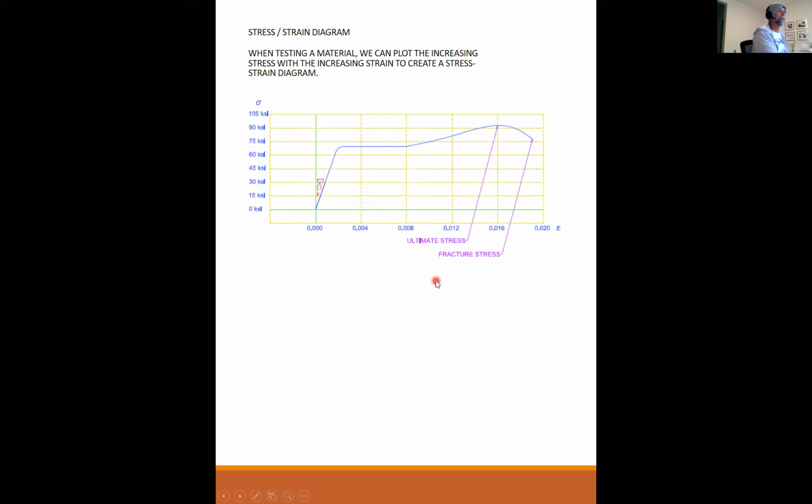Okay, so any questions about this stress strain curve diagram?